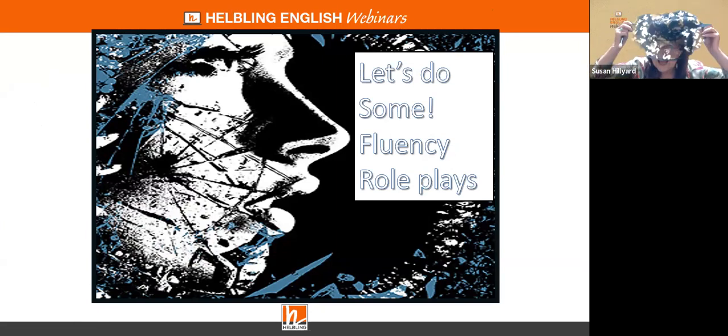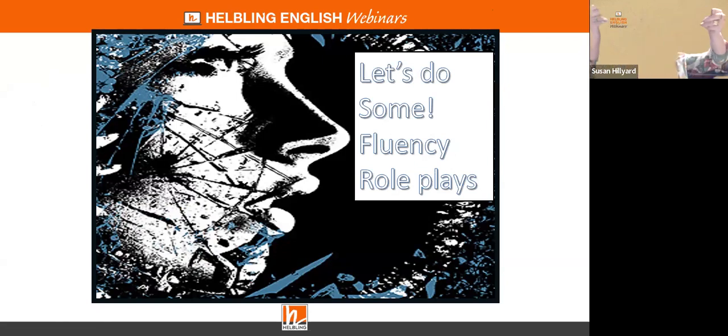I've got my witch's hat here. Well, I can't put it on because I've got a screen behind me, but this is a witch's hat. I can show it to you. I think you can see it. This is a witch's hat. This is a wand. And if you give the witch's hat and the wand to a student, what do they do?